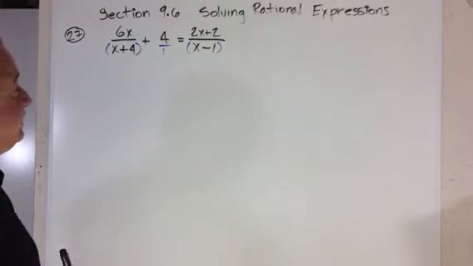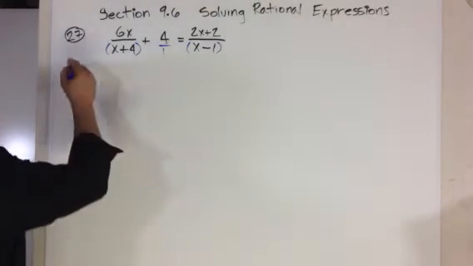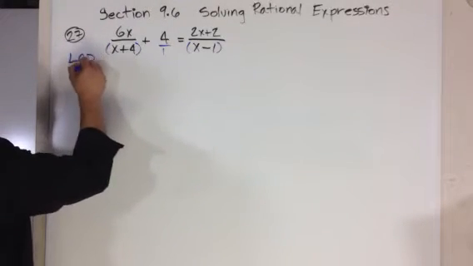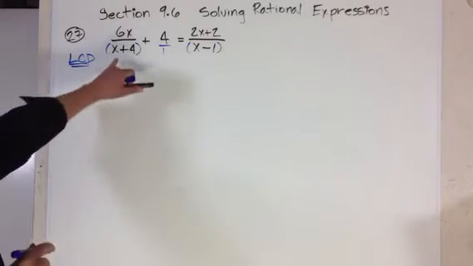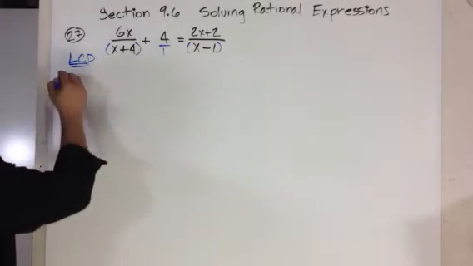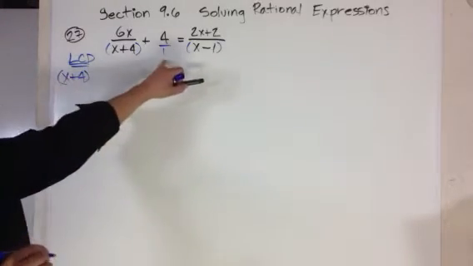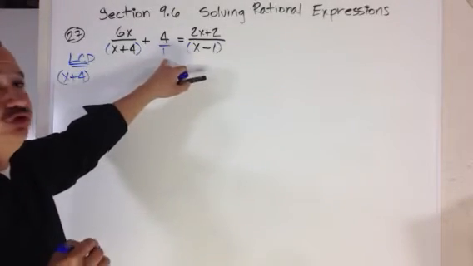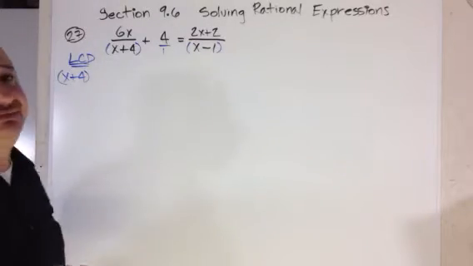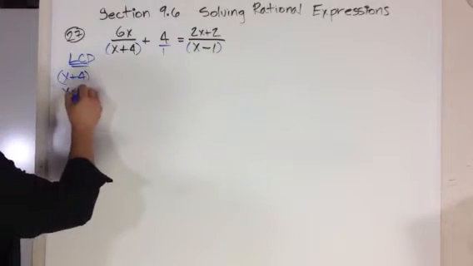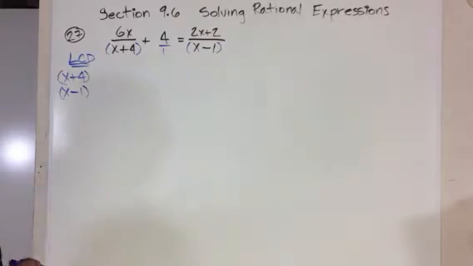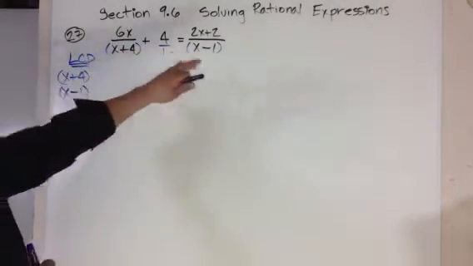Now, the next thing we need to do is get the LCD. To get the LCD, we need to get a sample from each denominator. That'll be my first sample, which will be x plus 4. For 1, we don't normally use it because it doesn't do much. And then the next one would be x minus 1. There. We now have our LCD, which came from our denominators.